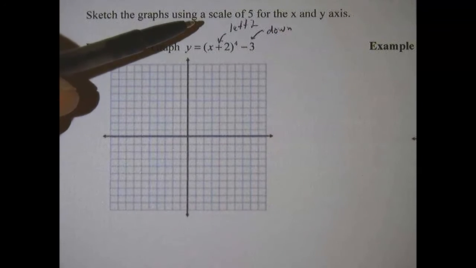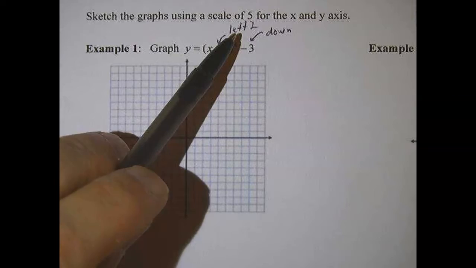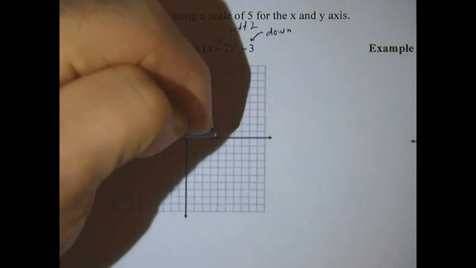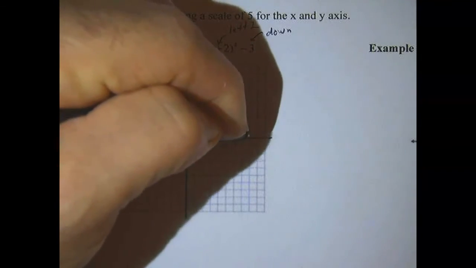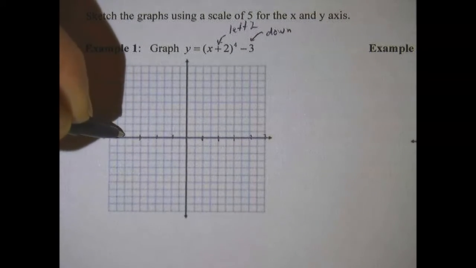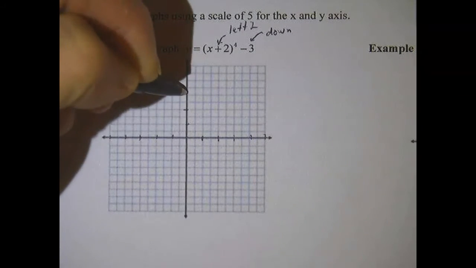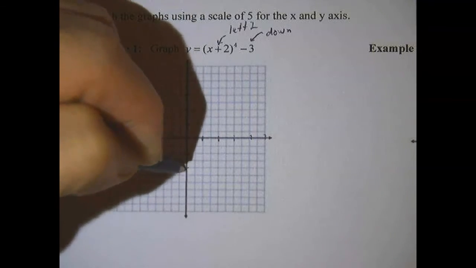So we're just going to do the same thing. Now it says here to use a scale of 5, so that means I'm going to just go like this. 1, 2, 3, 4, 5, like that. That's what that's trying to say. Just makes it a little bit easier to see what's going on. Same thing going up and down, every other one.